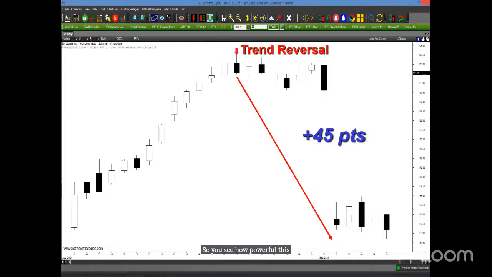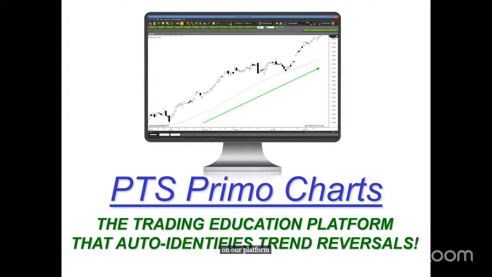Now, the beauty about this new tool is that it's one click away on our platform, the PTS Primo charting platform. Everything you see today displayed is coming from the PTS Primo charting platform. It's an educational platform I developed with Pro Trader Strategies that actually auto-identifies these trend reversals.